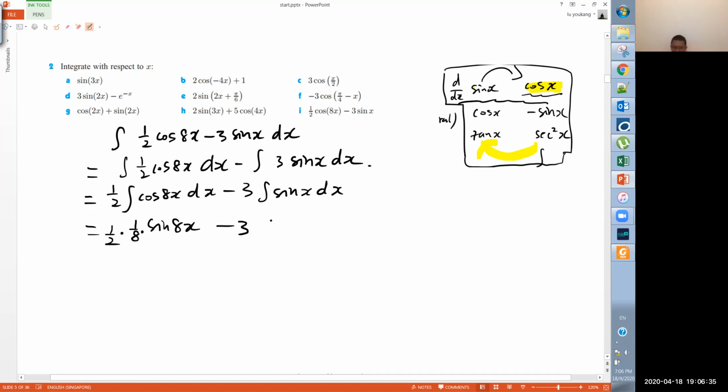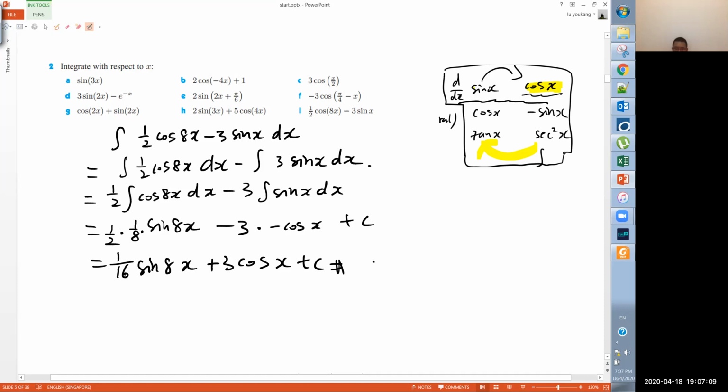Okay? And then over here, you integrate sine x. So minus sine x, you should get cosine x. So over here, sine x, you're supposed to get minus cosine x. Okay? And then after that, plus c. So after you simplify it, you should get this. Times is plus. So this should be the answer. We check.